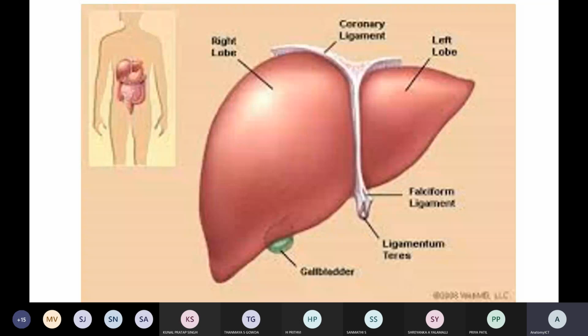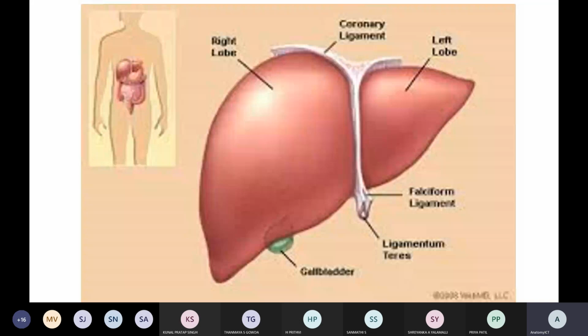So the primary supports are the inferior vena cava, the hepatic veins, and the coronary and triangular ligaments, right and left. These three important structures are the primary ligaments which hold the liver in a proper position. Then what are the secondary supports?